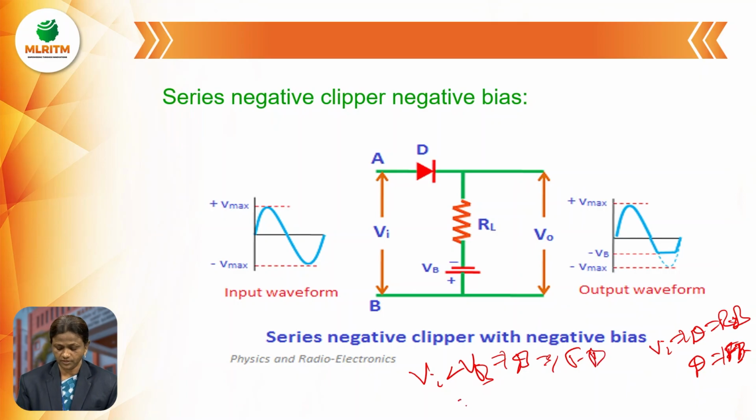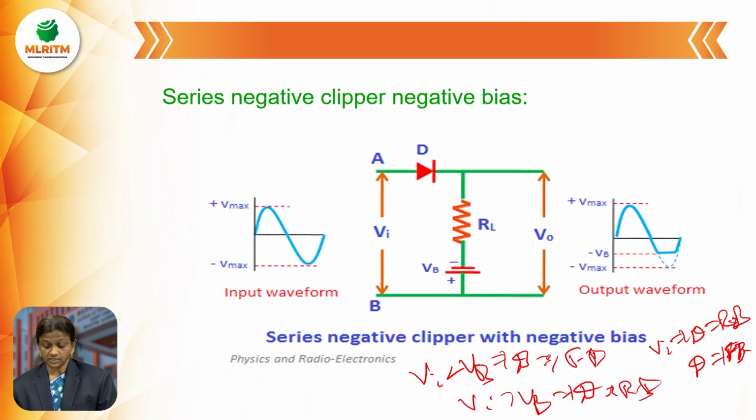The next condition is VA greater than VB. When VA is greater than VB, which voltage is high? VI. So due to VA, diode D is in reverse bias. So when VA is greater than VB, diode D is in reverse bias, and when VA is less than VB, diode D is in forward bias. So you can get the corresponding output. VA less than VB means here the biasing voltage is a negative voltage. That's why this reference voltage VB, you have to consider below the x-axis.